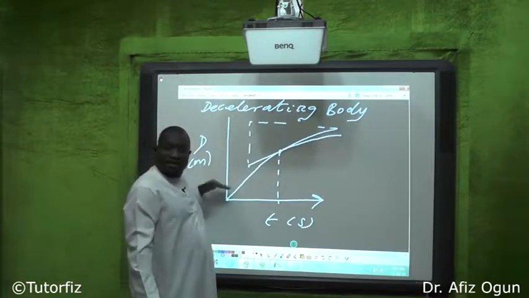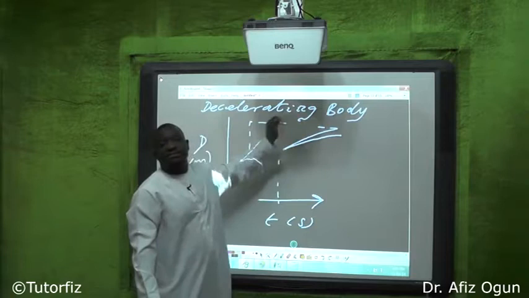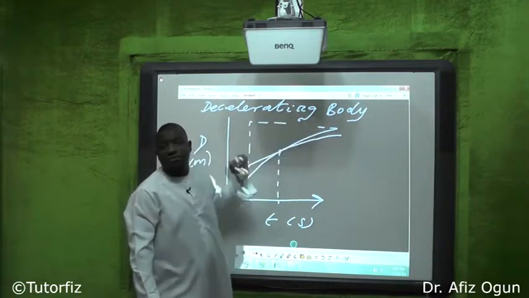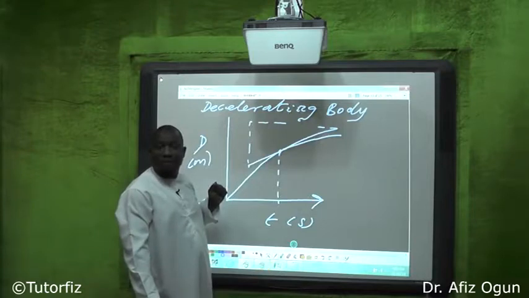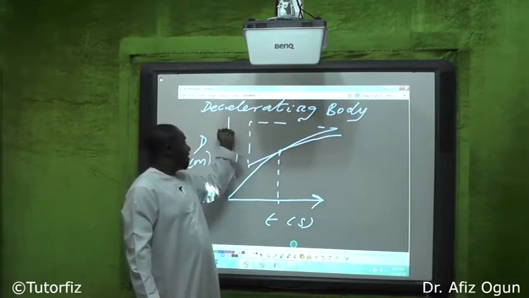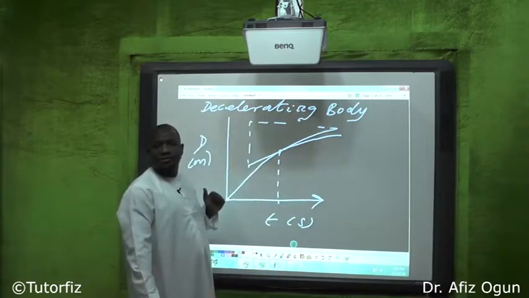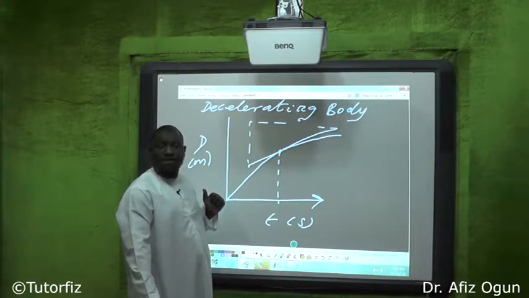Now, if a body is accelerating, the curve will be gentle at the beginning, then it becomes steep. That means gentle, then steep. If it is decelerating, steep, then gentle. And you know the graph of a body moving backward to a reference point slopes down. So this is easy for you. This is all you need for IGCSE.